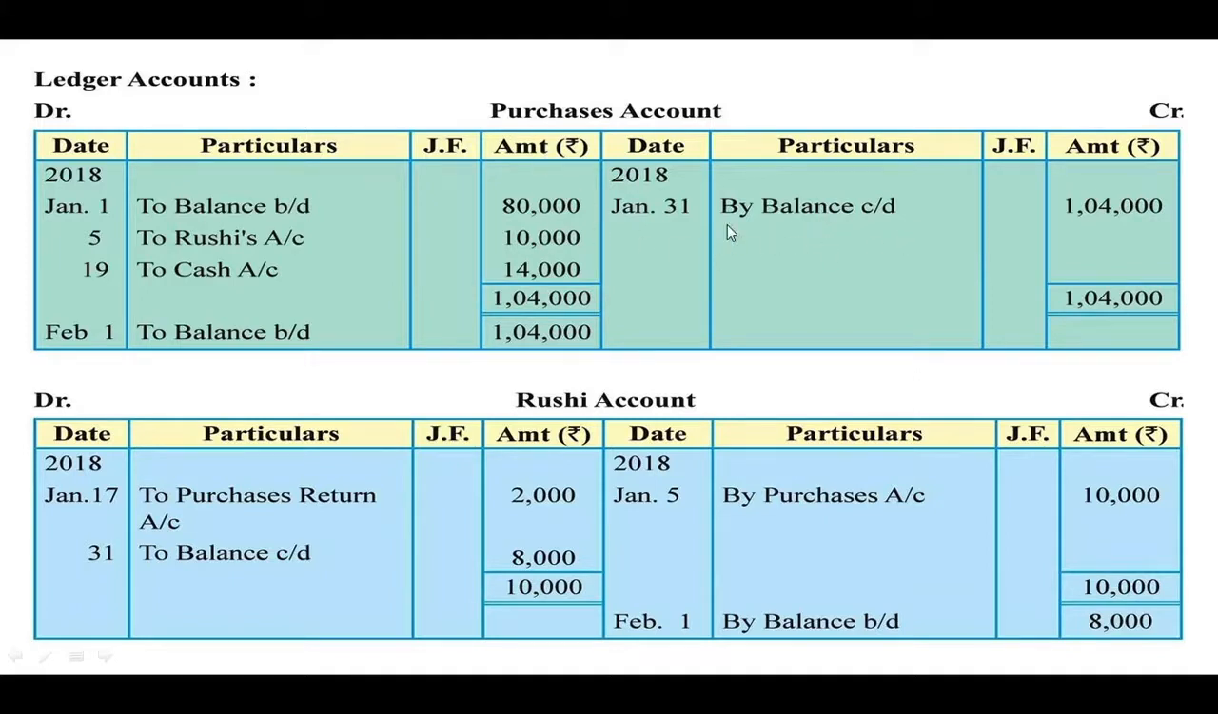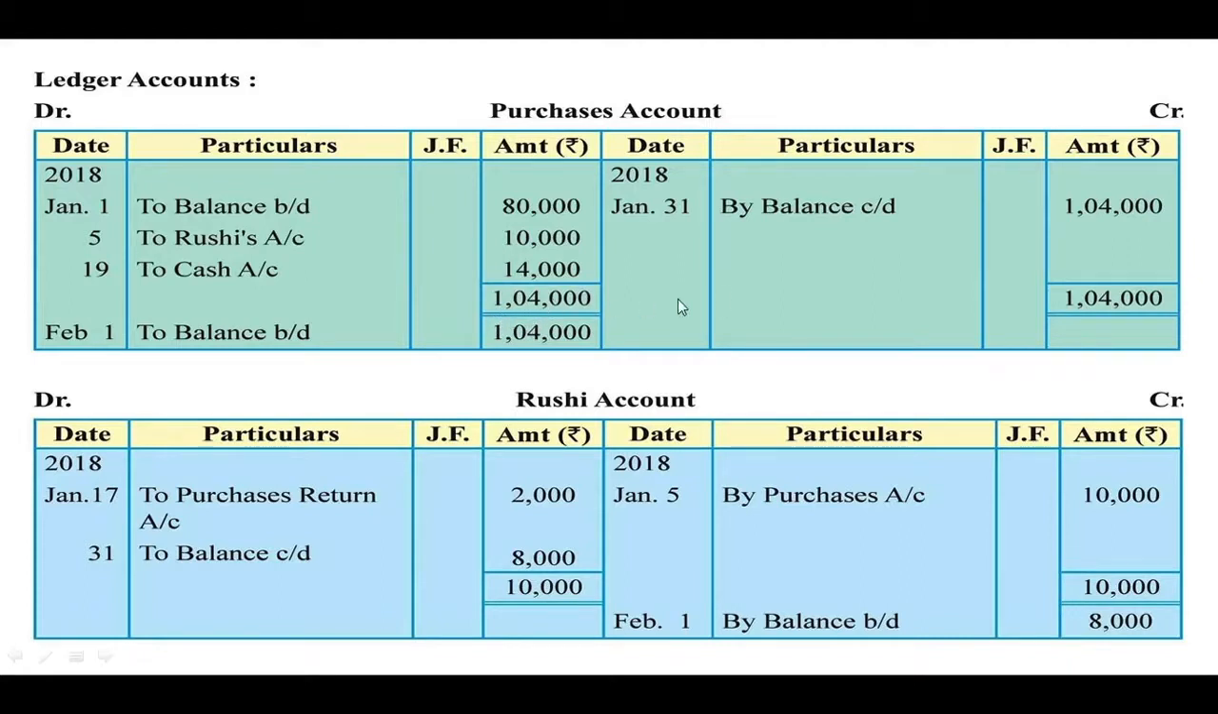So since nothing is recorded from the transactions on the credit side of the purchases account, we have to take the total of the debit side. That comes to rupees 1,04,000. This total is written in both amount columns on both the sides, debit and credit, on the same line. Then two lines are drawn to indicate that the account is closed.